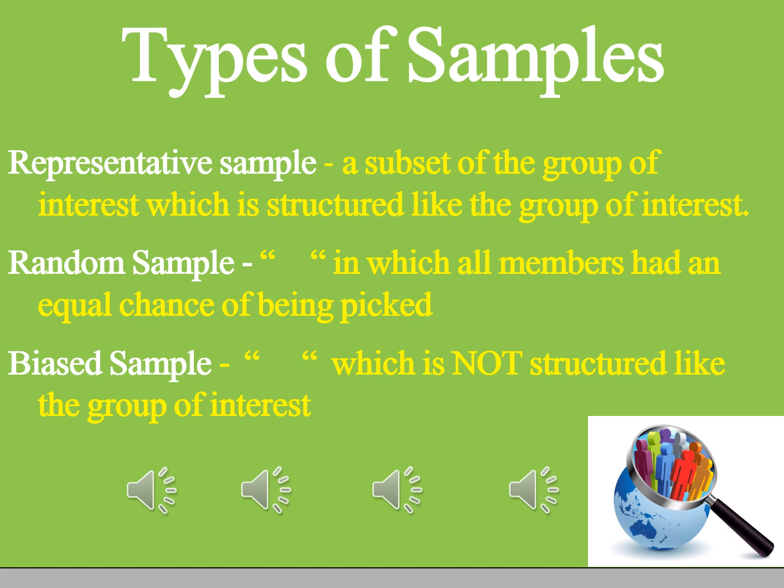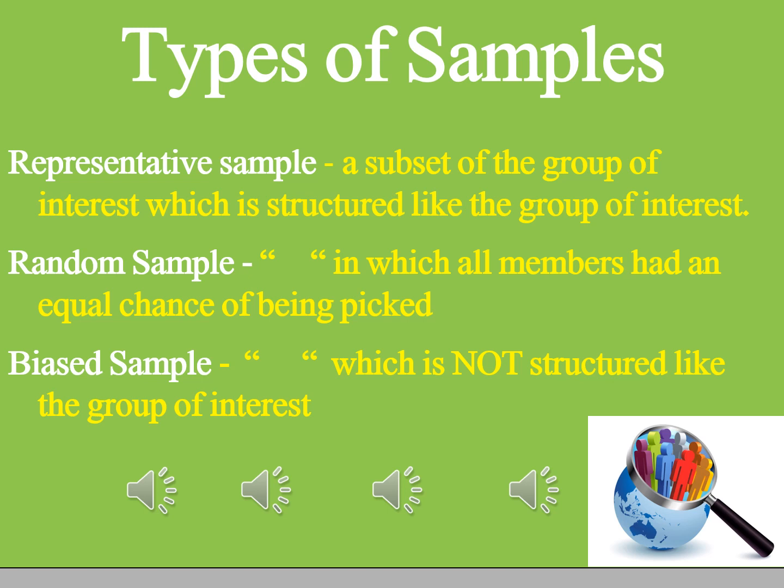Now let's consider the third type of sample, biased. We'll start our definition the same way: a subset of the group of interest, or if you prefer, a subset of the population, but which is not, and make your "not" in your notes big and bold, structured like the group of interest. So the Literary Digest was trying for a representative sample. They thought they were using random sampling to achieve it. They did not. What they ended up with is a biased sample.